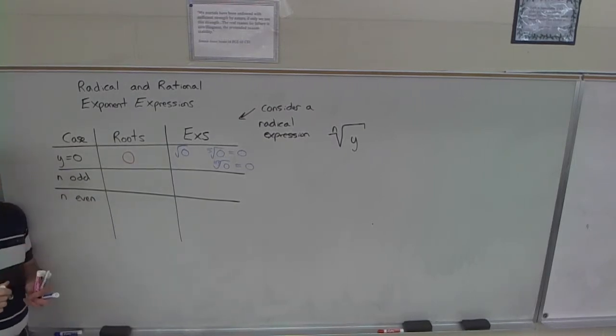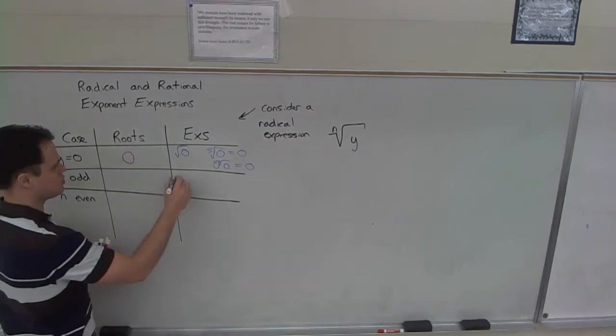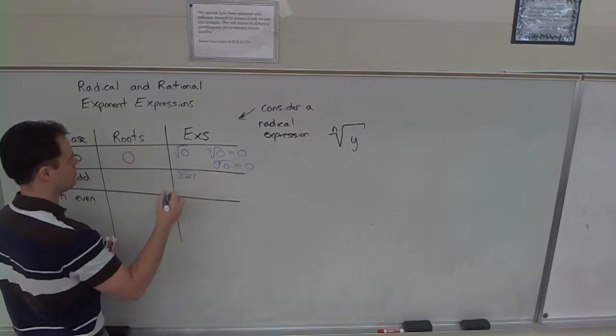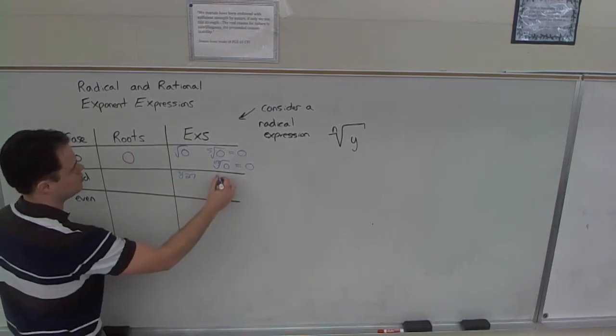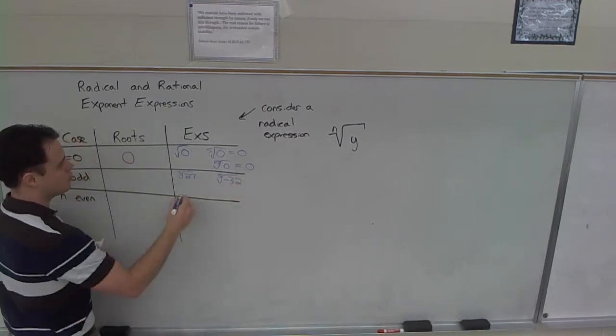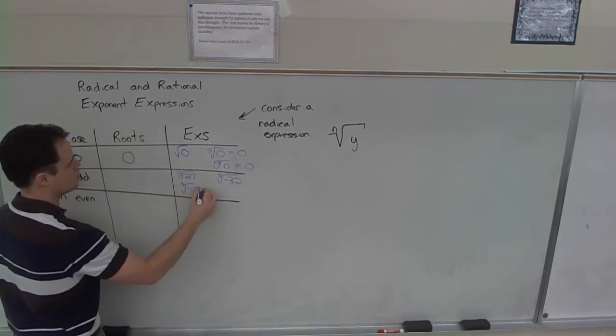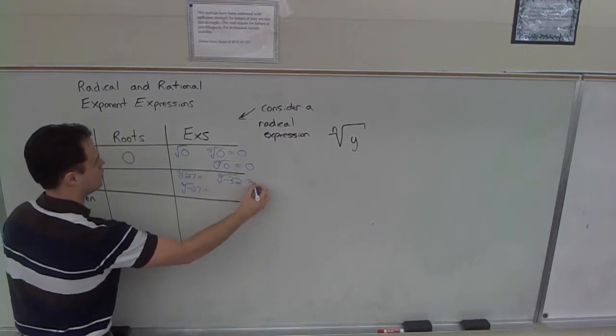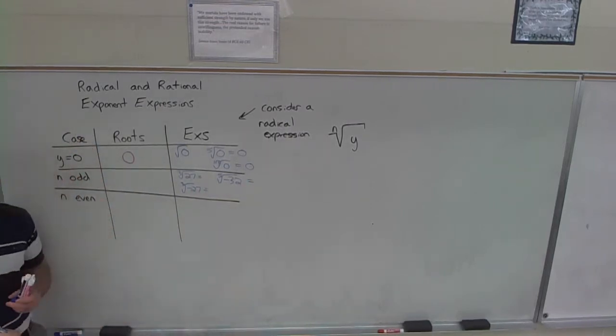Okay, what if we've got an odd root, not a square root then, something like the cube root or the 5th root, or something like that? Let's think of some examples. Things like the cube root of 27. How about the 5th root of negative 32? Or the cube root of negative 27? Let's just do those and see if we can figure out what's happening here.